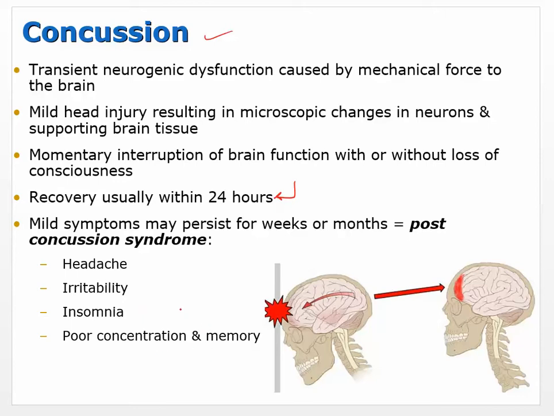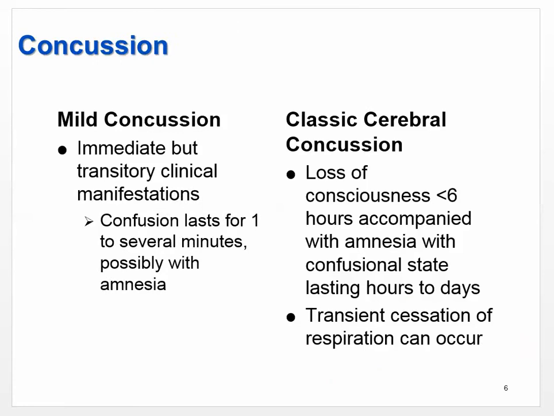People report not being able to remember certain things when they thought they could before, and they're unable to concentrate. Okay, so a couple of terms here: mild concussion, immediate but transitory, so that means it doesn't last very long. Clinical manifestations, usually confusion that lasts for a minute or several minutes, possibly with some amnesia, and usually that's amnesia of what happened the moments before or right after the event.